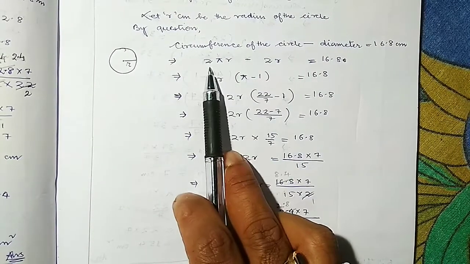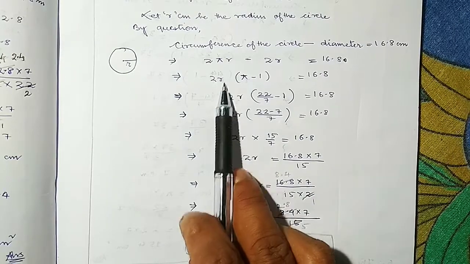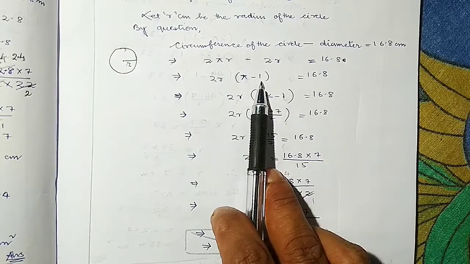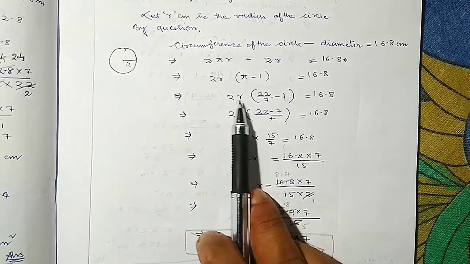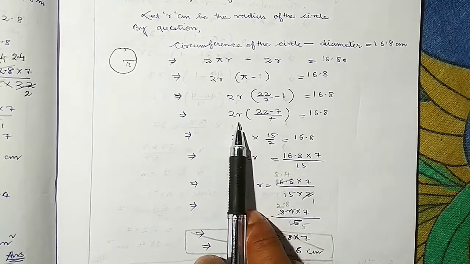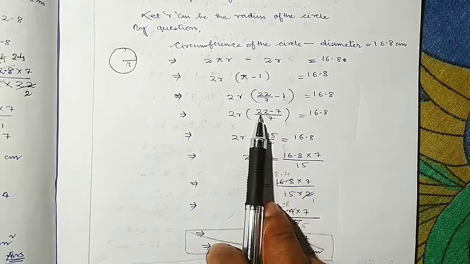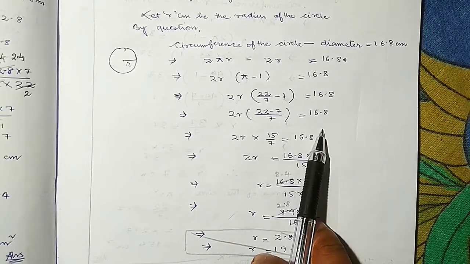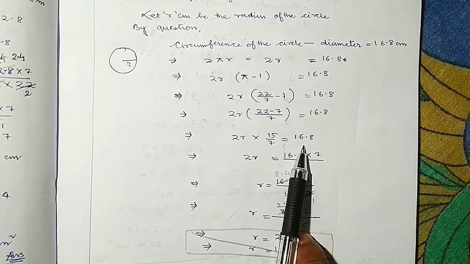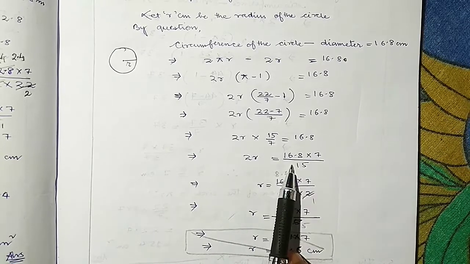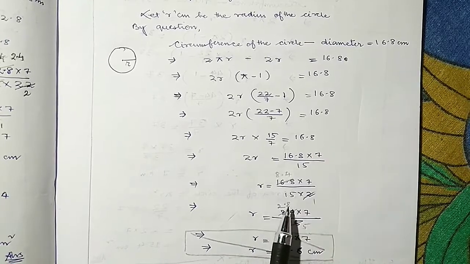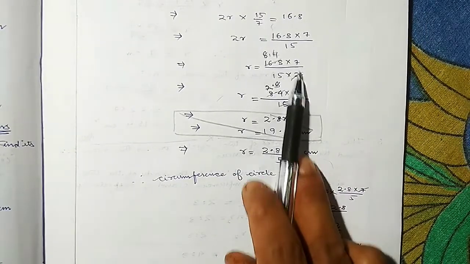From this I can take 2r common, and if I take 2r common, we are left with pi minus 1, because 2r we have taken common, so here we are left with 1, equal to 16.8. So 2r, pi is 22/7 minus 1, equal to 16.8. 2r, if I take LCM 7, it will be 22 minus 7 by 7 equal to 16.8. So 2r into 15/7 equal to 16.8. So twice r equals 16.8 into 7, and if I cross multiply, 7 will be in the numerator, so 7/15. So r will be 8.4 into 7/15.